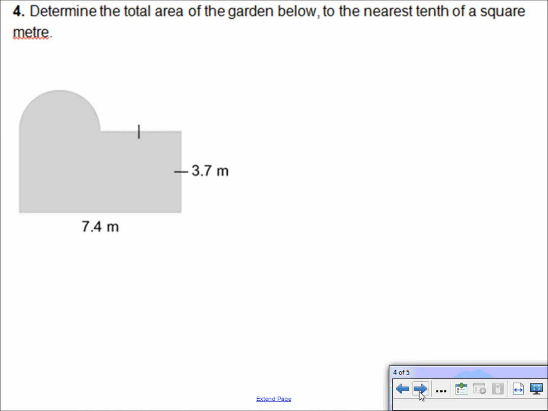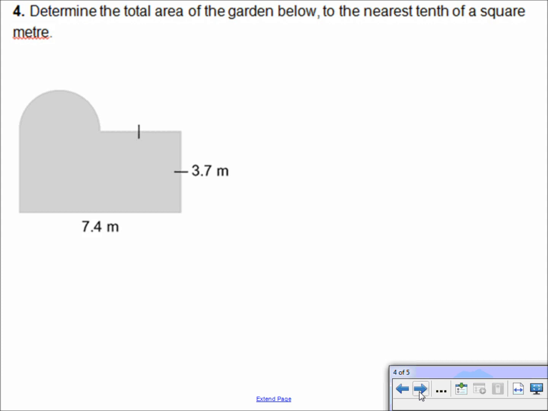1/10 of a square meter. Okay, so we need to work with some stuff here. Obviously, this is a composite figure. First of all, we know this because that's the part of the unit we're on. Second of all, we know this because I see, and hopefully you guys see, half of a circle and a rectangle. Everyone agree with that? Half of a circle and a rectangle.